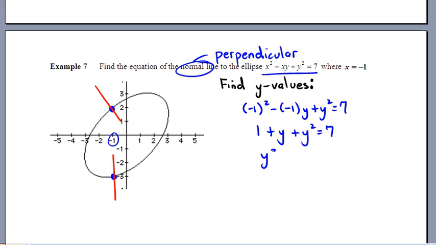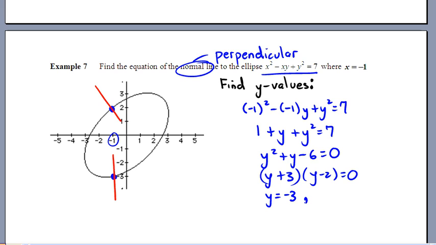Quadratic, no problem. Y squared plus y minus 6 is equal to 0. Y plus 3, y minus 2 is equal to 0. Okay, I got a couple of y values for you. We've got y is equal to -3 or 2. Yeah, okay, it looks like what we saw in the graph. So we've got a couple of points here. One point right here is -1 for x because they said so, and 2 for y. And the other point here, -1 for x because they said so, and -3 for y.